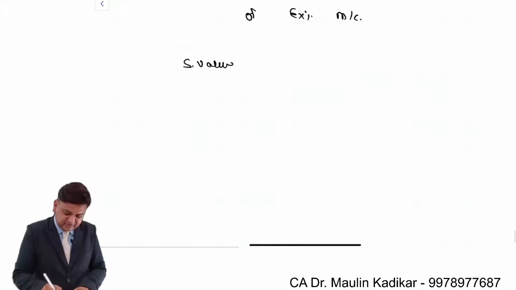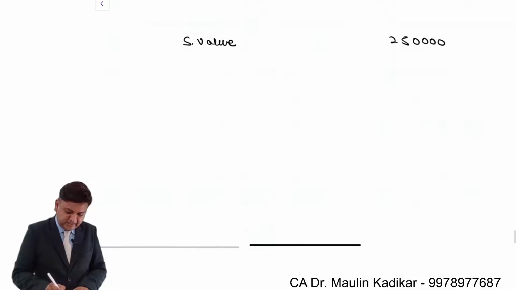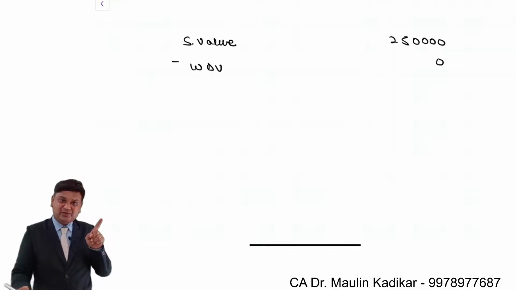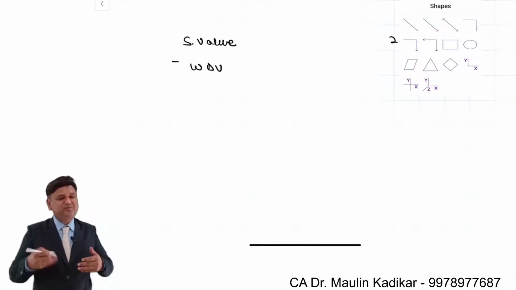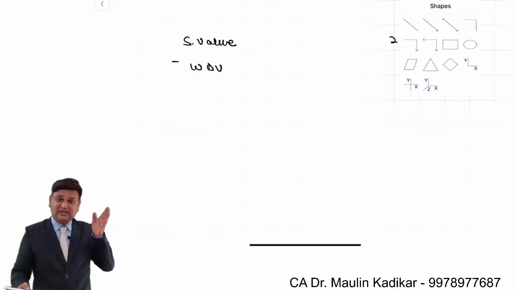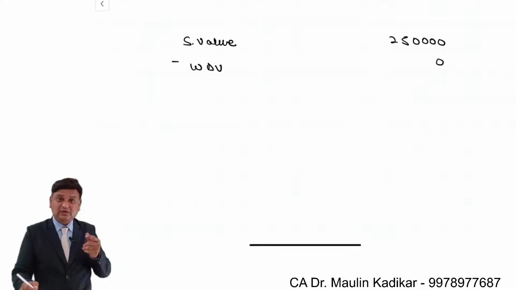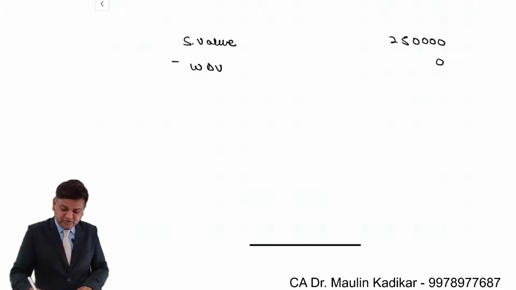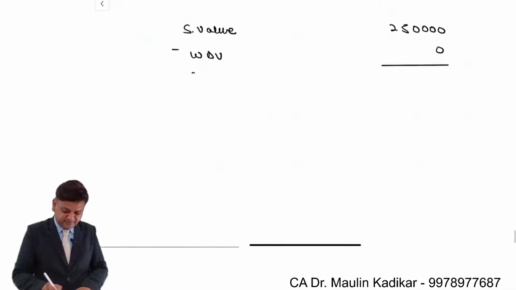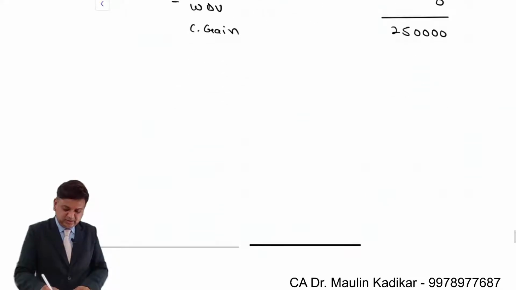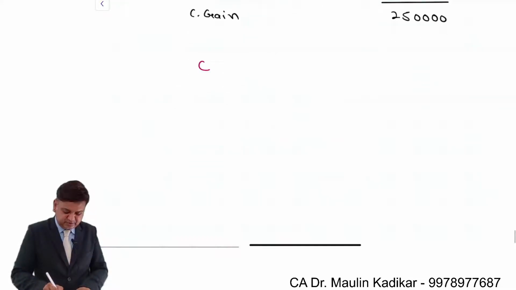What is the sale value that we will receive? 2,50,000. Less, what is WDV of that machinery from income tax point of view? In accounts, you may be doing anything. I am not concerned with that. I am concerned only and only with the cash flow, so I am concerned with the income tax. So there is a capital gain of 2,50,000. Okay. Now, calculation of investment.